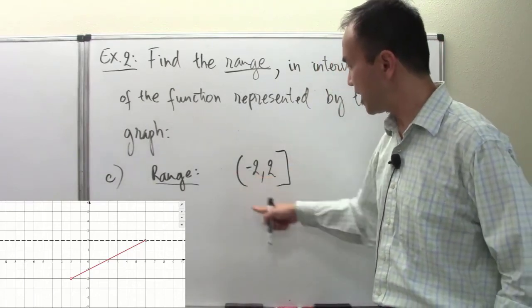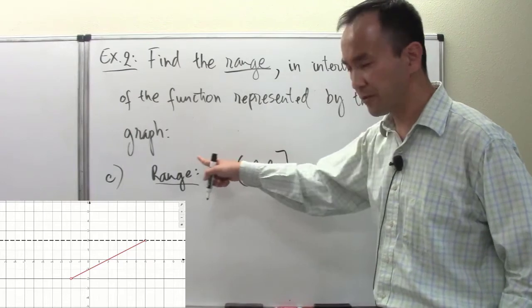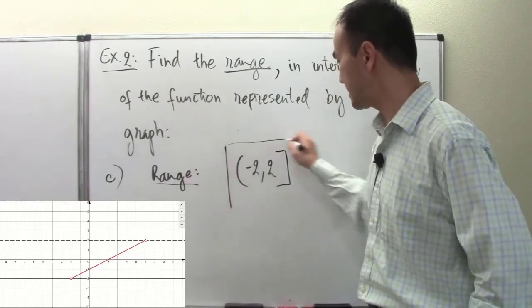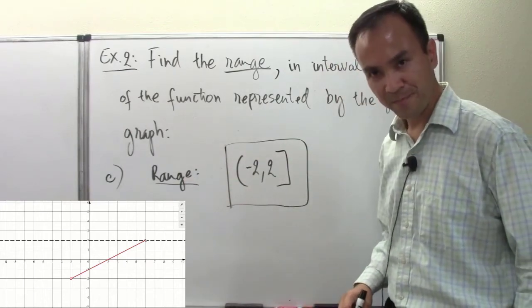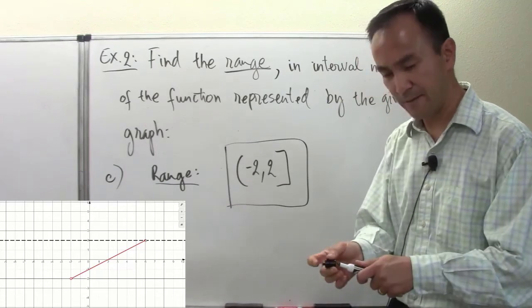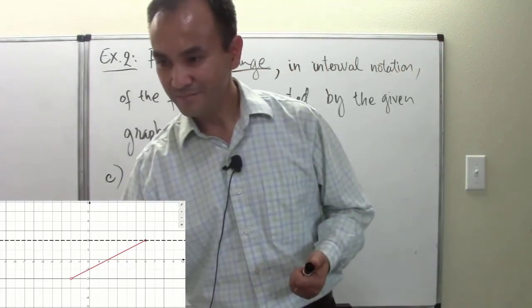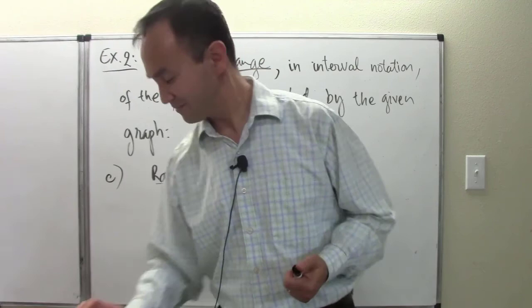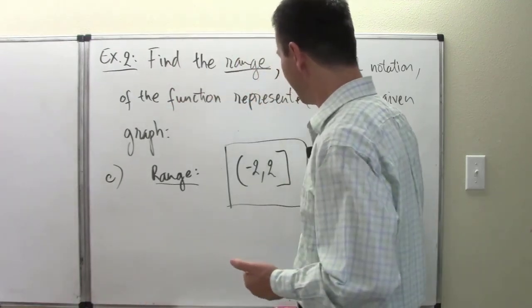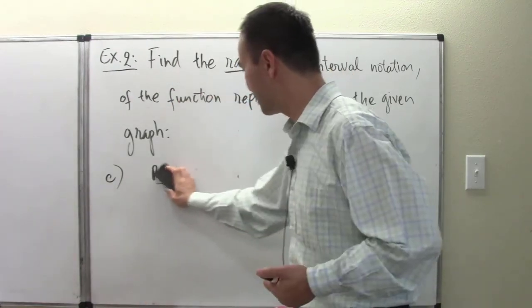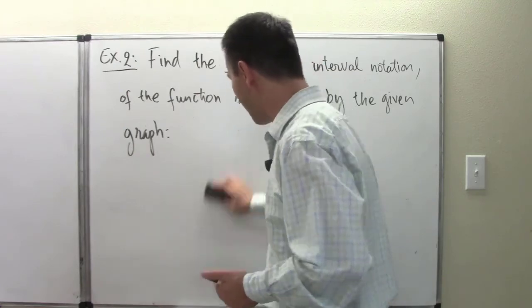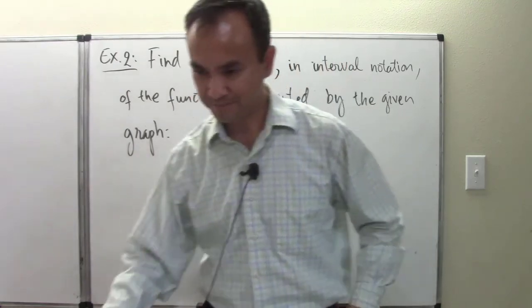This interval over here is the interval notation for the range of our problem, and that's how we're finished with this problem. That's part C of our current example. All right, and now I'm going to show a couple more problems in this current example.